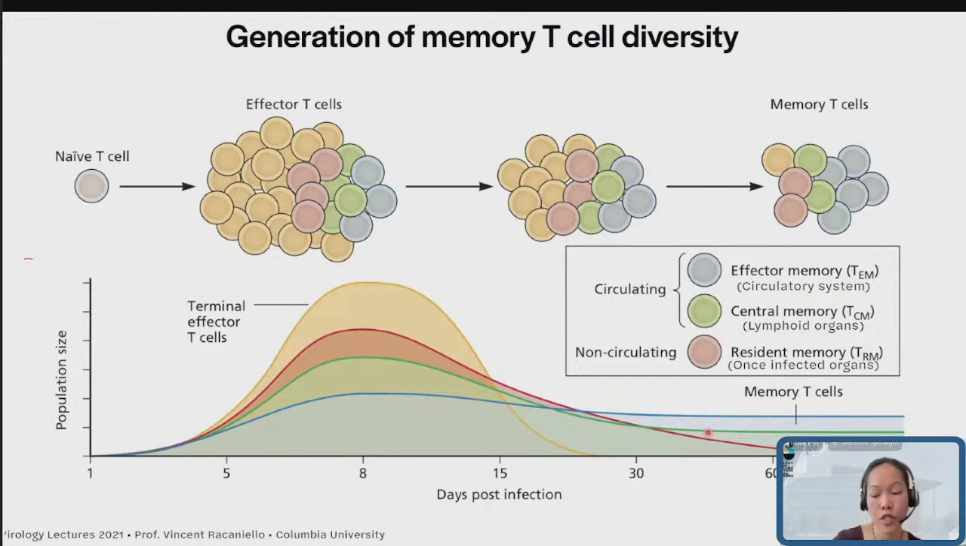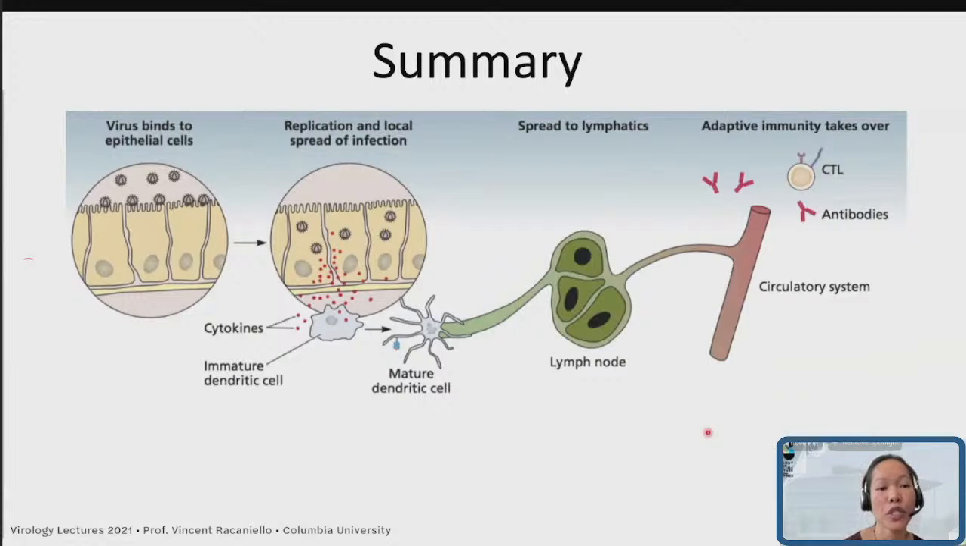So, in summary, what I have just told you today is a lot. First, the virus binds to epithelial cells. After the binding, there is production of cytokines. The production of cytokines is identified by the patrol sentinel cells. One of them is the dendritic cells. The dendritic cells process and then present.